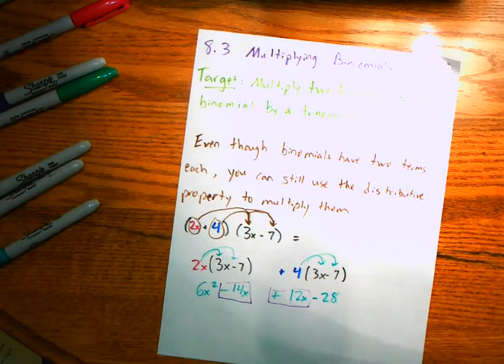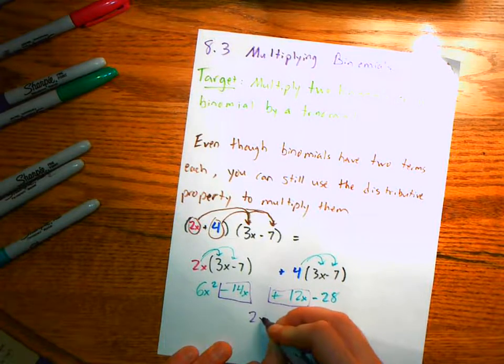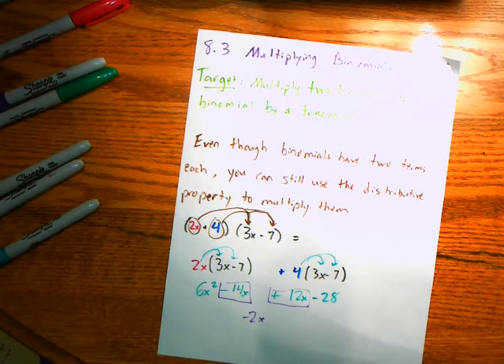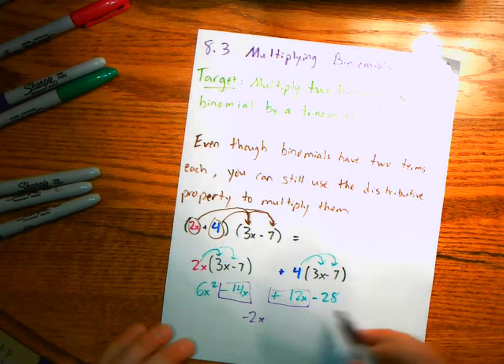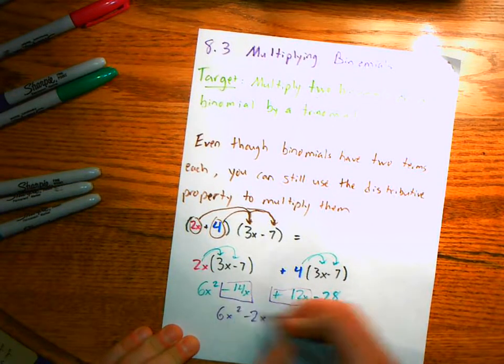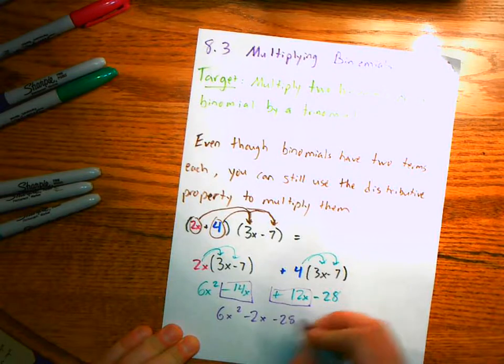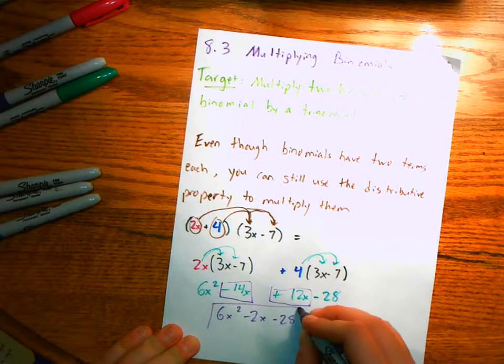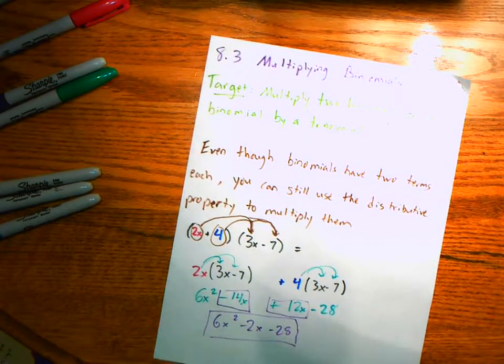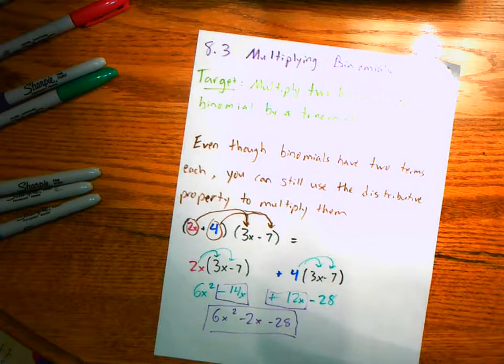A negative 14x and a positive 12x give you a negative 2x. Negative 14 plus 12 is negative 2. And then the negative 28 can't be combined with anything else. So your final simplified expression is 6x squared minus 2x minus 28. So that's one way to multiply them together.